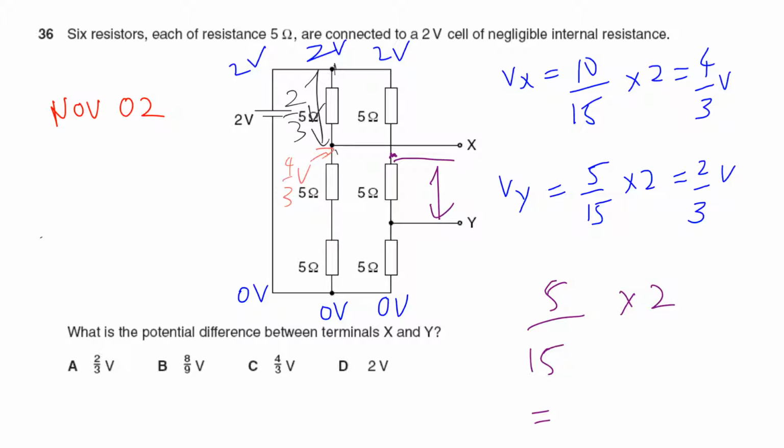So instead of finding the PD between x and y, you can take the PD from here to here. And then you can straight away use the potential divider to find this PD, which is 5 over 15 times 2. You straight away get the answer. Okay, that is faster, but you need to be able to see that this circuit is identical to this.